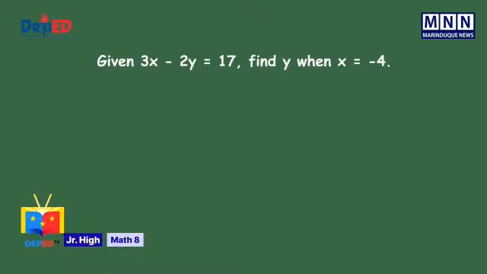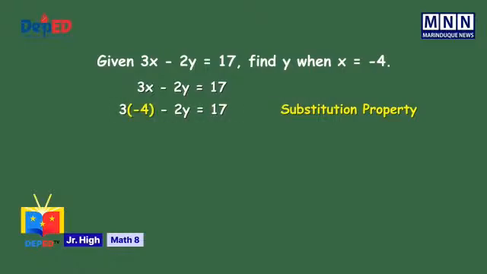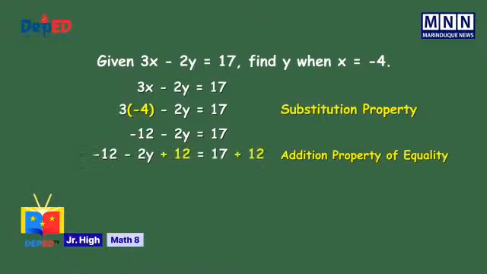There are two variables x and y, and we know the value of x. So we can substitute it to the equation, then solve for the other variable, which is y. The equation 3x minus 2y equals 17 now becomes 3 times -4 minus 2y equals 17. Or simply, -12 minus 2y equals 17. Again, by the addition property of equality, we isolate -2y by adding 12 on both sides of the equation. That is -12 minus 2y plus 12 equals 17 plus 12. After simplifying, we will have -2y equals 29.